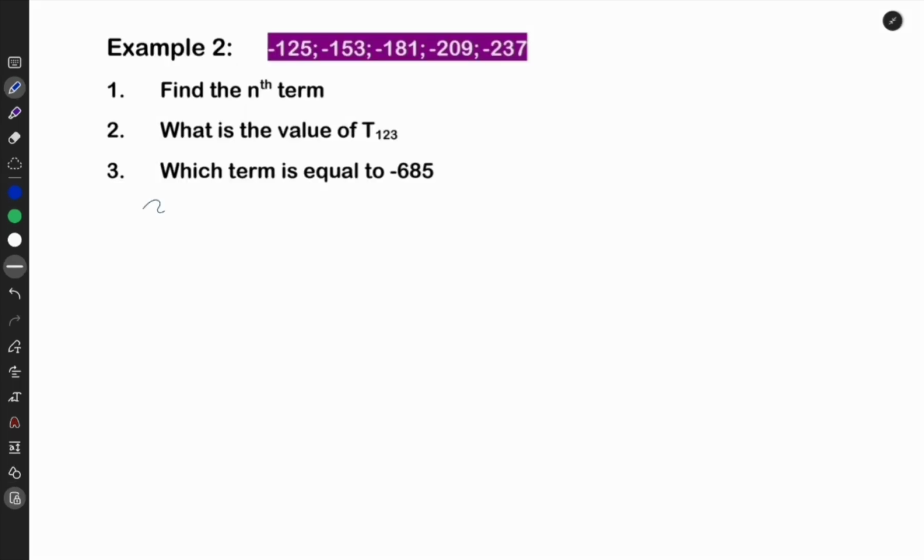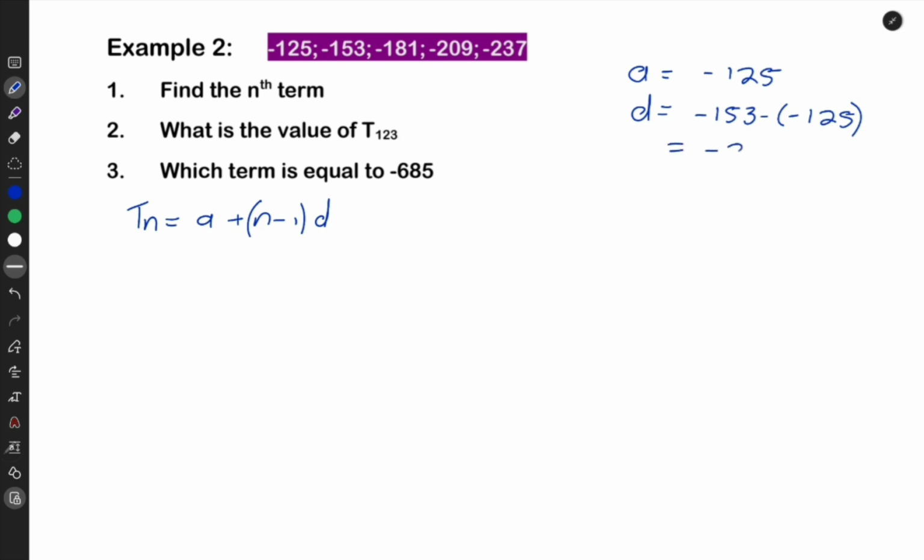Now let's look at a typical way that arithmetic sequences are asked in tests or exams. Firstly, find the nth term. So I know I'm going to start with Tn equals A plus n minus 1 D, and in this case they don't ask me for a specific value or a specific position, so I'm just going to fill in what is A and what is D. So in this case A is negative 125, and D, like we saw in the previous example, I can take the second term minus the first term, so I'm going to say minus 153 minus, remember your brackets, minus 125. Okay, that would actually give me a value of negative 28.